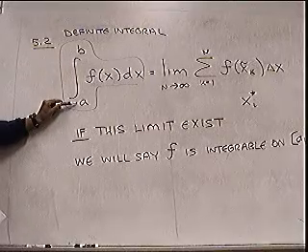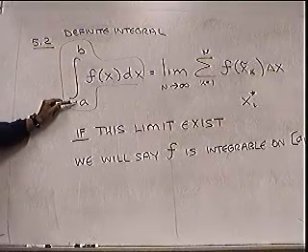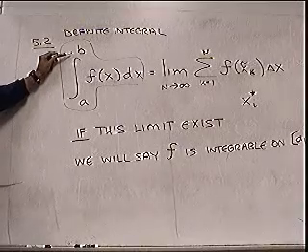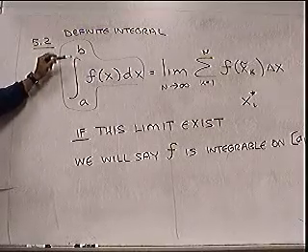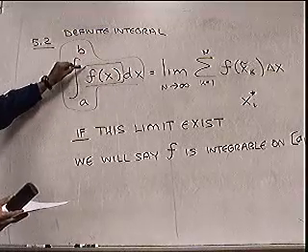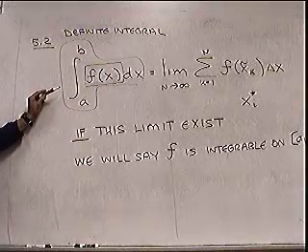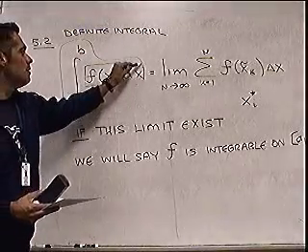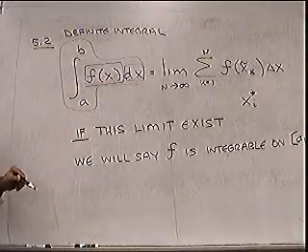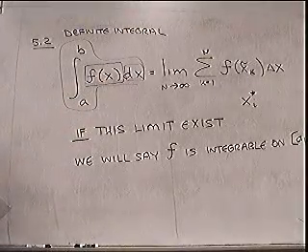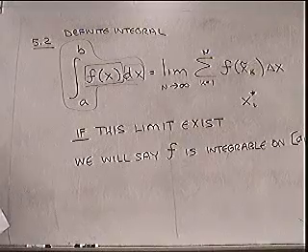The A is called the lower limit of integration. The B is called the upper limit of integration. The function inside is called the integrand. And this right here, I said we'll focus more on it later, but it's called the differential. All right.